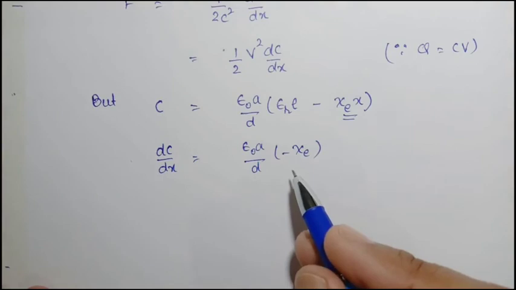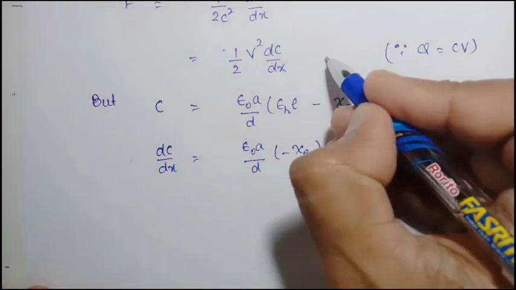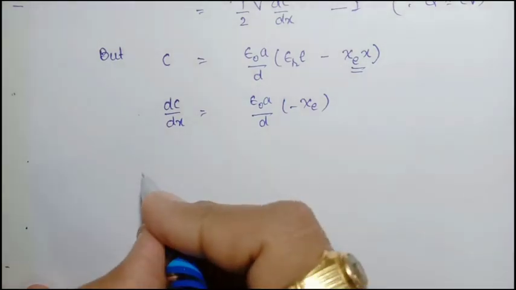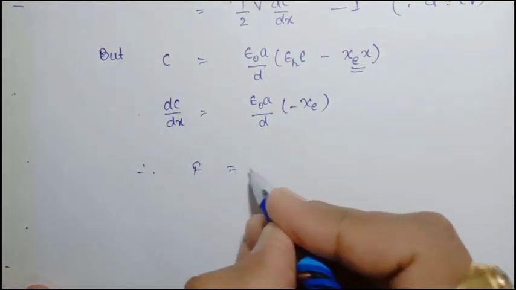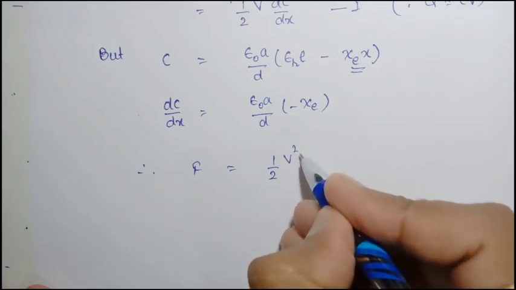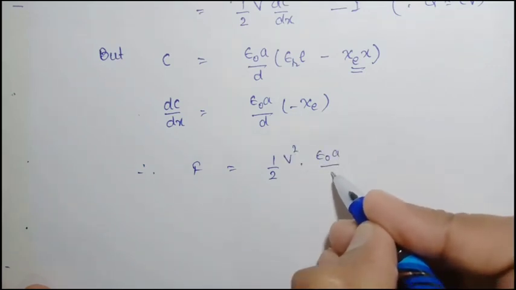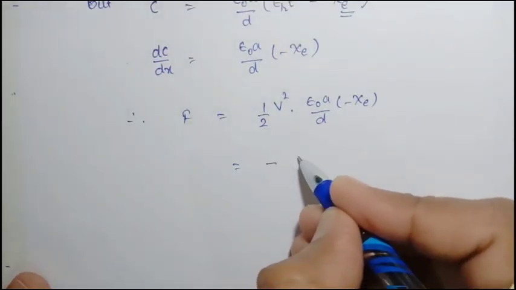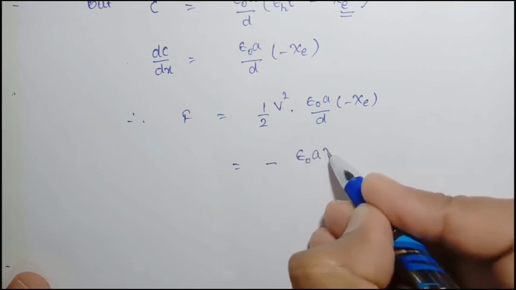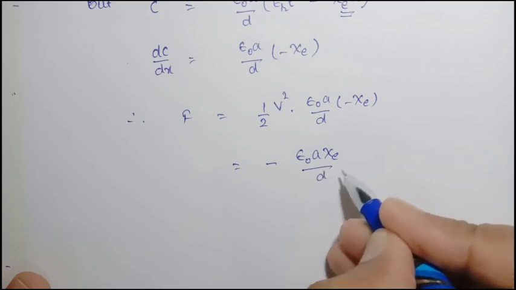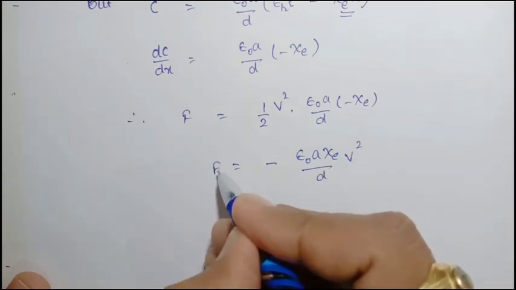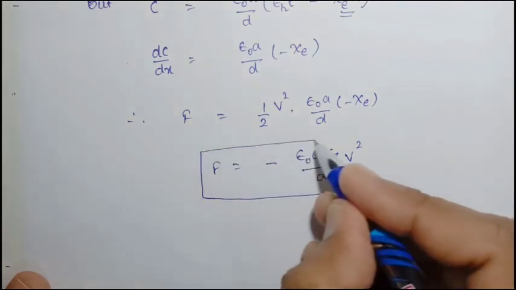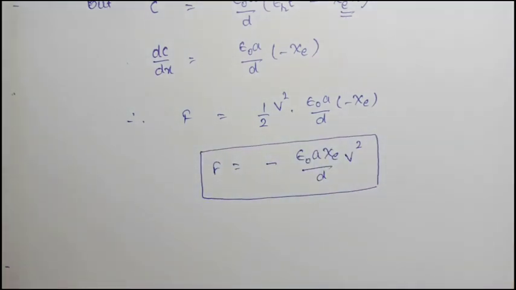So when we substitute the value of dC by dx in this equation, we can write F equals 1 by 2 V square into epsilon naught A over D times minus chi E, which equals minus epsilon naught A chi E over 2D times V square. So this is the expression for the force on the dielectric system. Okay, thank you.